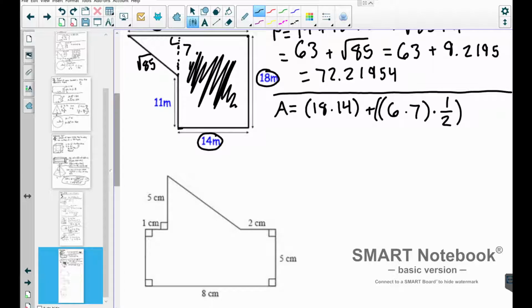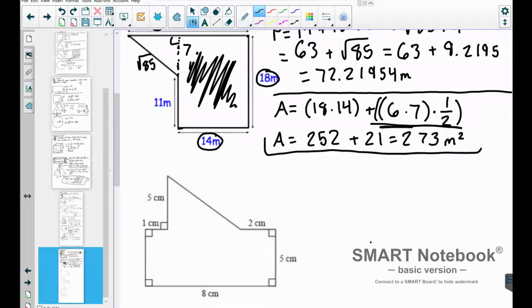So 18 times 14 is going to be equal to 252. Then we have over here 6 times 7 times 1/2, or we could say divided by 2. 6 times 7 is equal to 42, and divide that by 2, and you'll get 21. And this will give us the answer 273. And in this case we're working with meters, so you have to remember to write meters squared. Remember, area is two-dimensional. Area is squared.